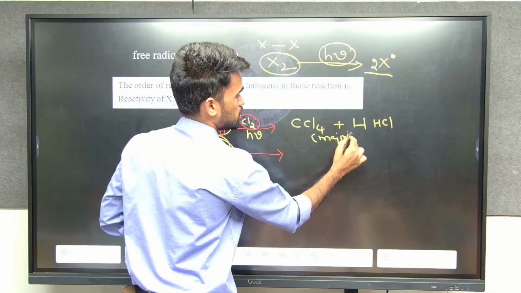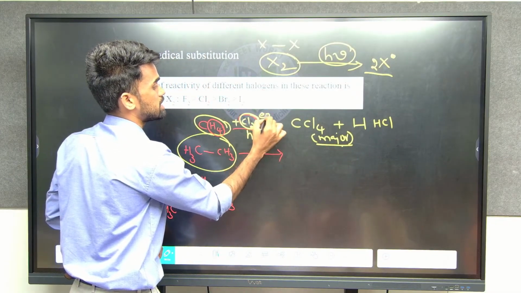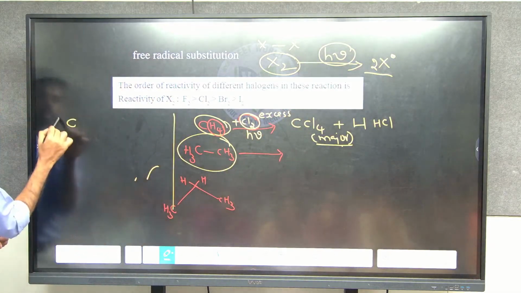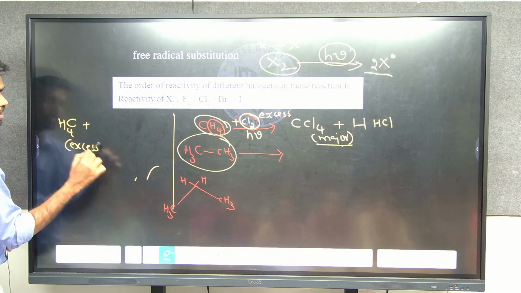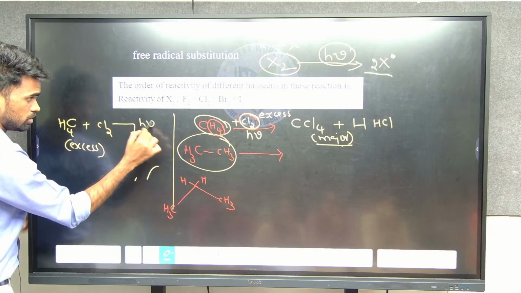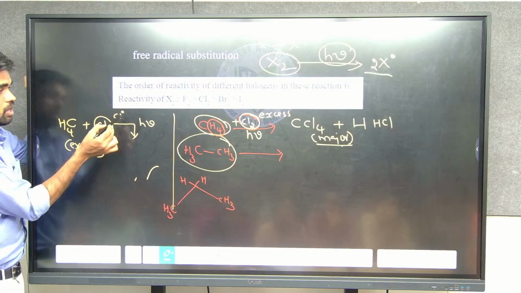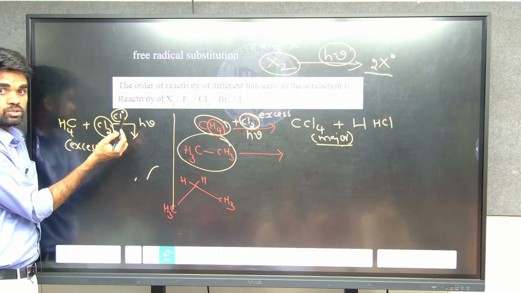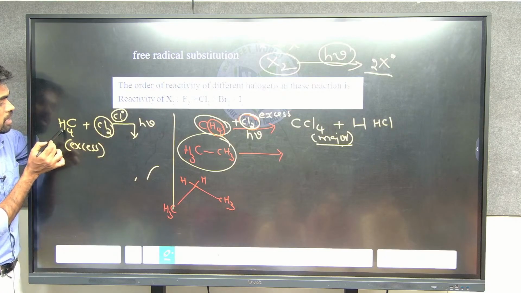Please wait. This product will be major when I am saying Cl2 is taken in excess quantity. Which is excess? But if the same story I am taking methane with this as excess and Cl2 as limited. Now what happens? Sunlight. First this bond breaks and gives you radicals. Each chlorine radical, like radicals are highly reactive, highly unstable, more reactive. So each radical will take one of this hydrogen.